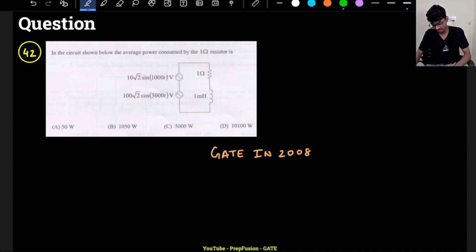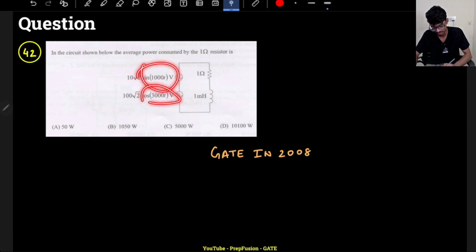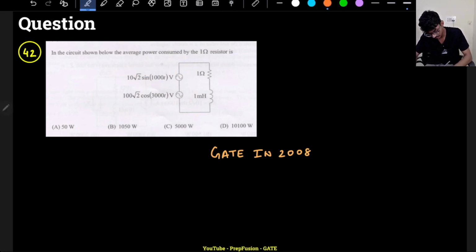So the next question is basically this: in the circuit, we have two voltage sources which have different frequencies, and they are asking the power consumed by the 1 ohm resistor. So in these cases, what do you do? You can use superposition. Whenever there is a multi-tone signal, multi-tone frequency, you can use superposition.